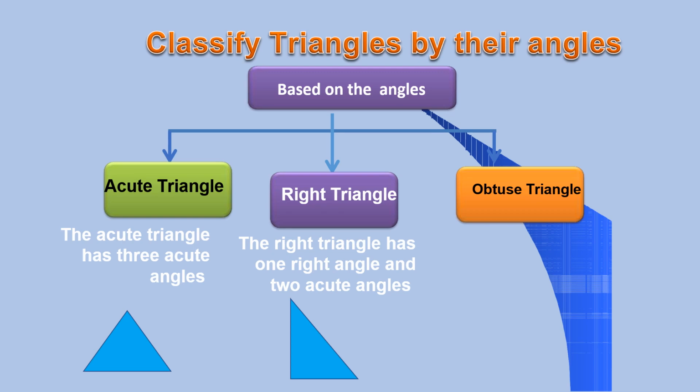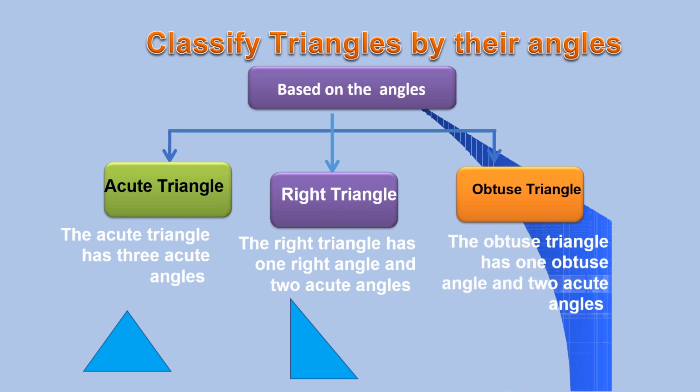What about the obtuse triangle? The obtuse triangle has only one obtuse angle, but the other angles are acute. So the obtuse triangle has one obtuse angle and two acute angles, like that triangle.